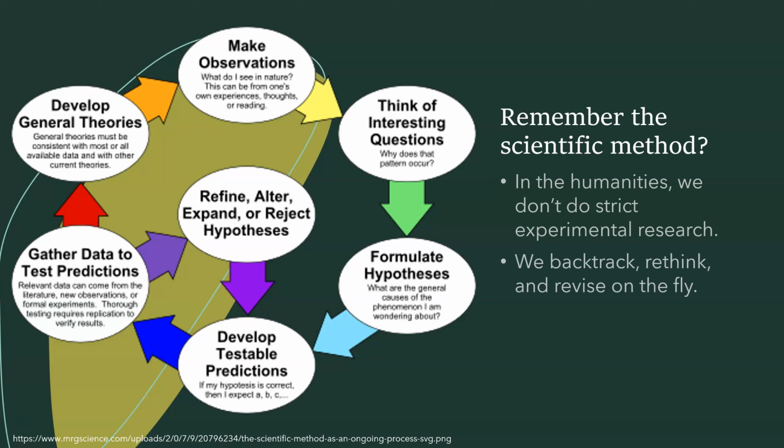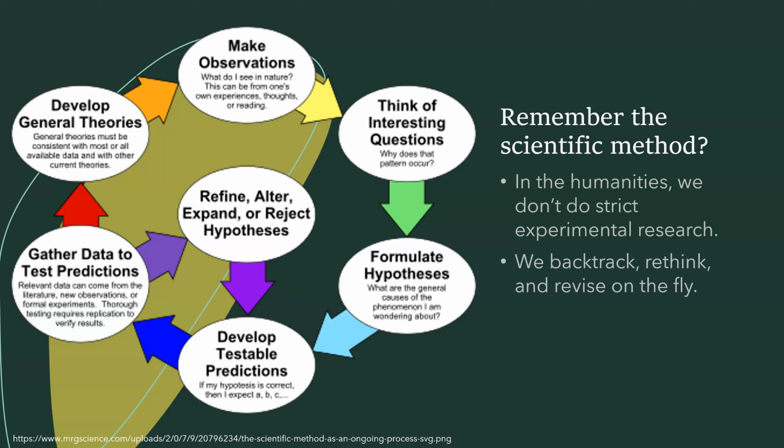At that point, I may need to go back and, as the cycle says, refine, alter, expand, or reject my hypothesis. But I might also need to go back and say, well, my question is bad. Or, I need to make some more observations. Or, well, gee, I don't know. The point is, at any point during here, I can jump back and forth and revise things as they go.